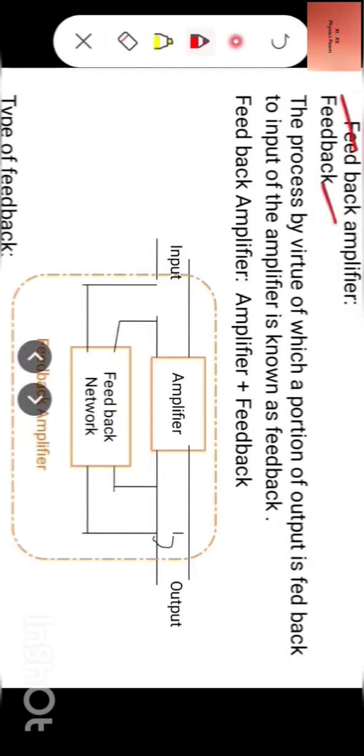What is feedback? The process by virtue of which a portion of output is fed back to input of the amplifier is known as feedback. I repeat, the process by virtue of which a portion of output is fed back to input of the amplifier is known as feedback.